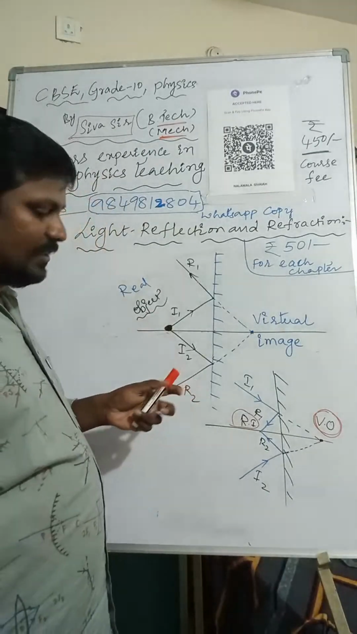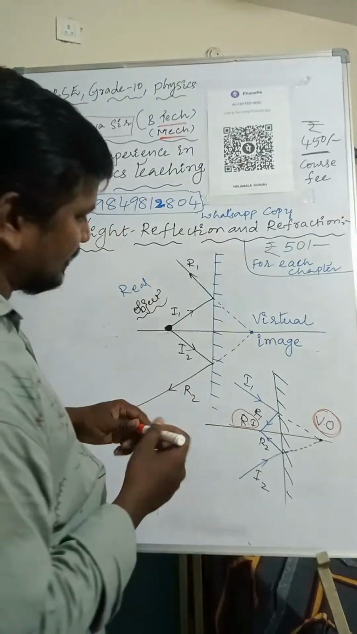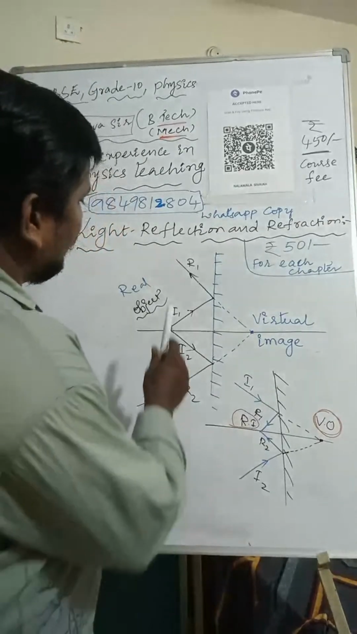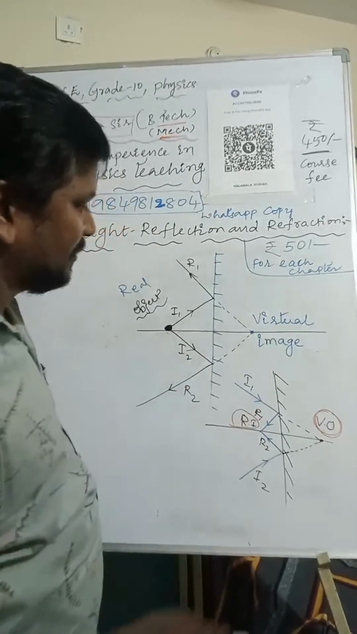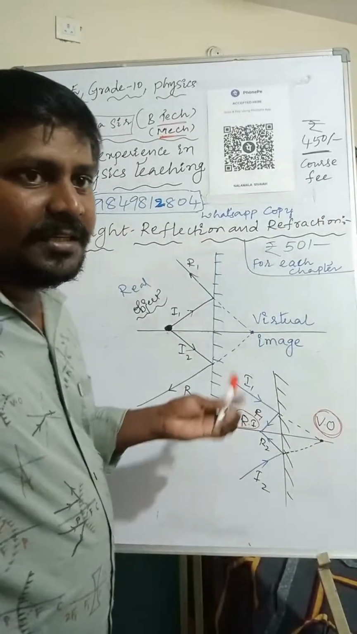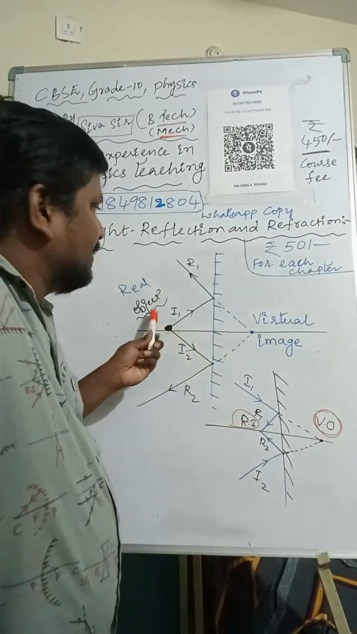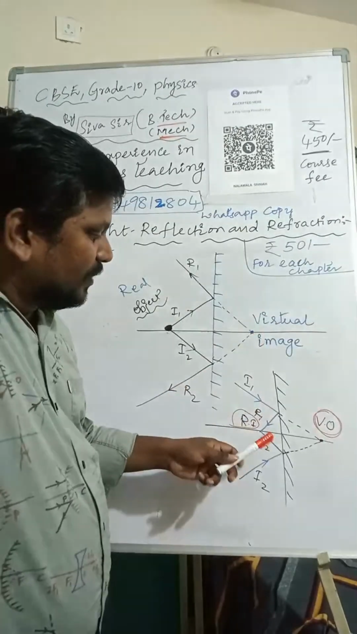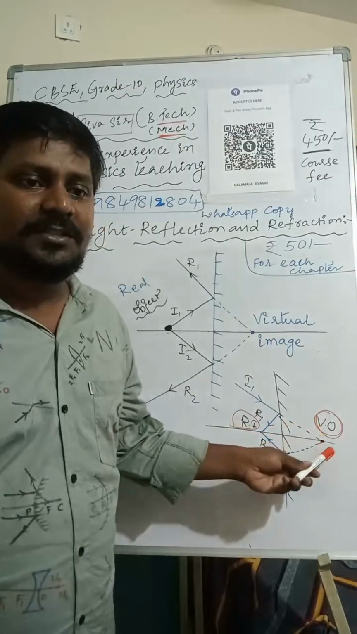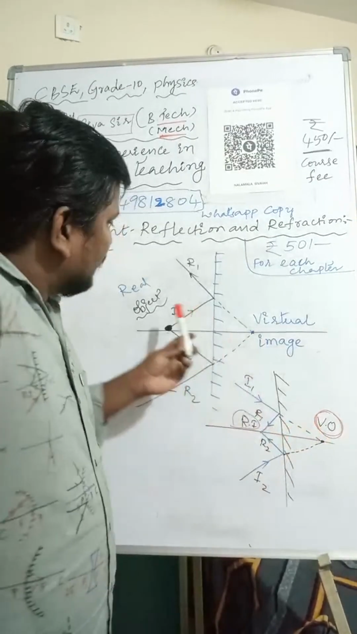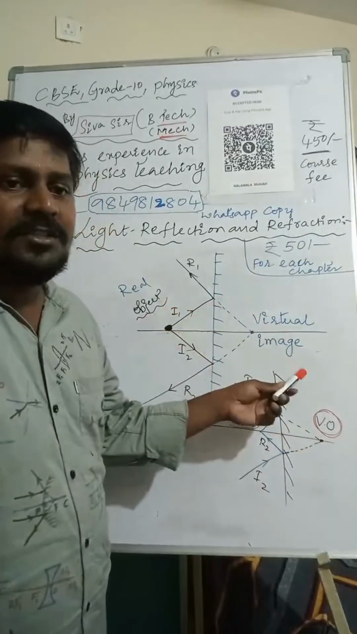I hope it is clear. So one final conclusion is, here you can observe the object is real, the image is virtual. Here the image is real, the object is virtual. Clear? Image real, object virtual.